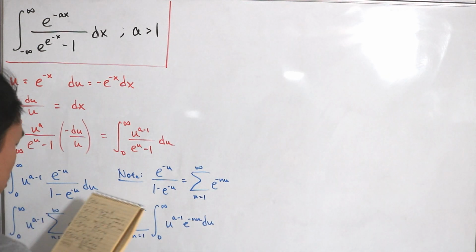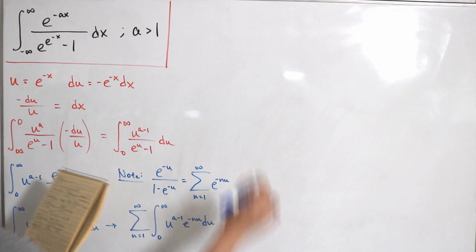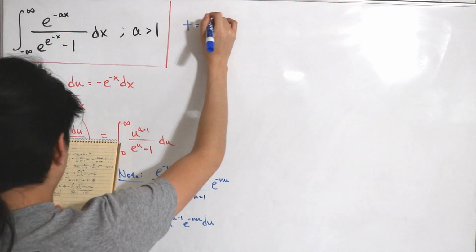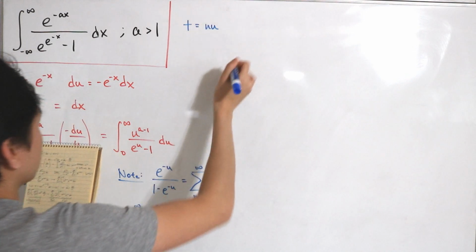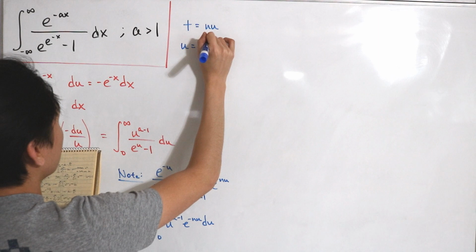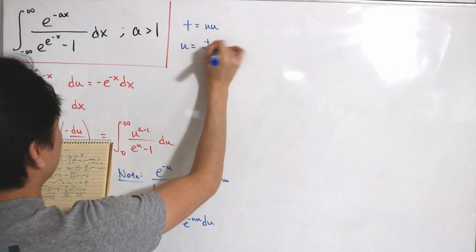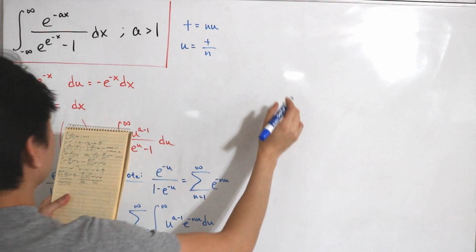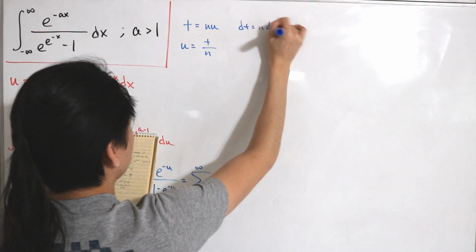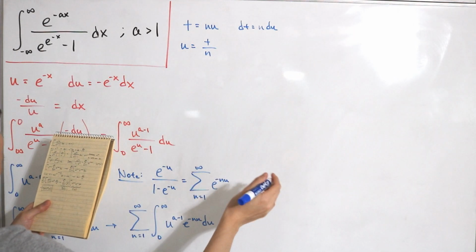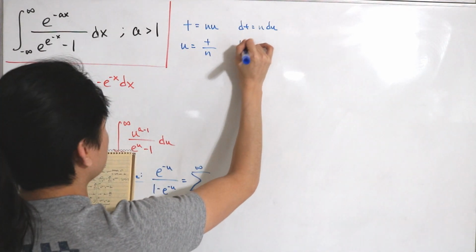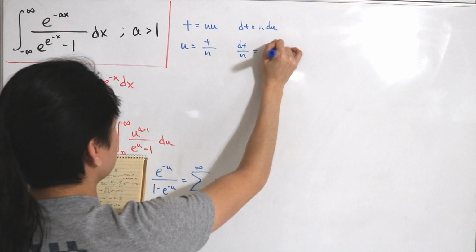And so from here, we can perform yet another u-sub. I'll put this as let t equal n times u. I have to solve this out because we have to put things back in terms of u, so that means u is equal to t divided by n. And if I do the differentiation, that means dt is equal to n times du. Then if we want du by itself, that means dt divided by n is equal to du.